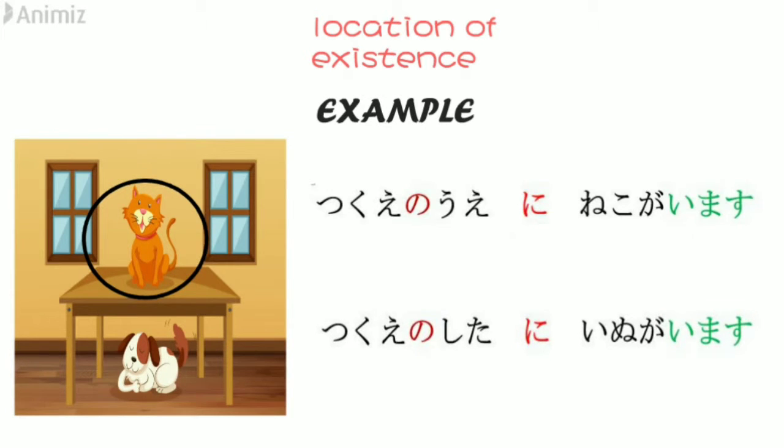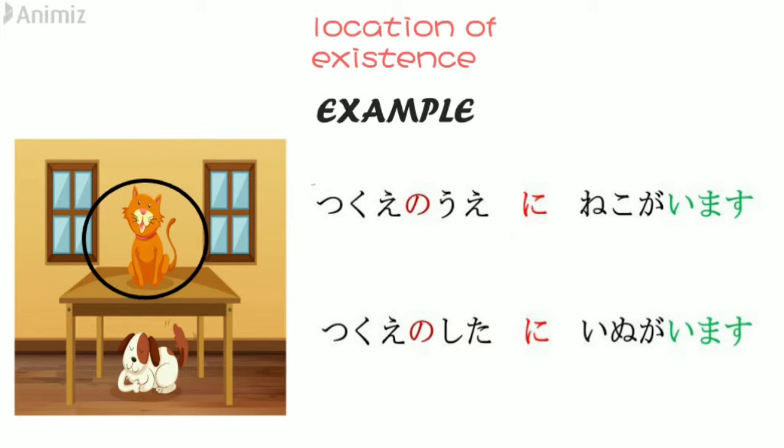Similarly, if you want to talk about the location of the dog, we can say Tsukue no shita ni inu ga imasu. Inu means a dog, and imasu because a dog is a living object or a living thing. Shita means under. The particle ni shows the position of the dog. It shows the location of the dog.